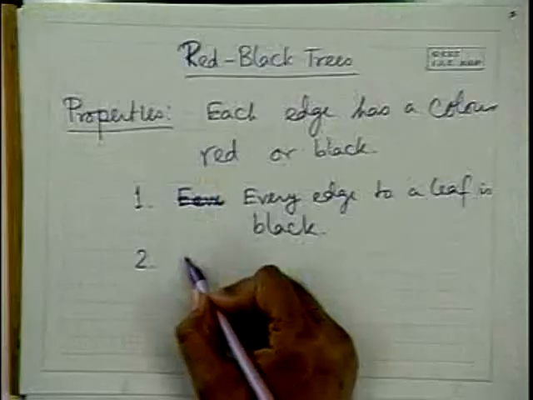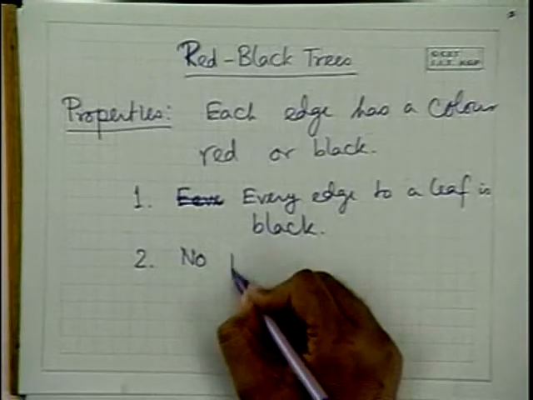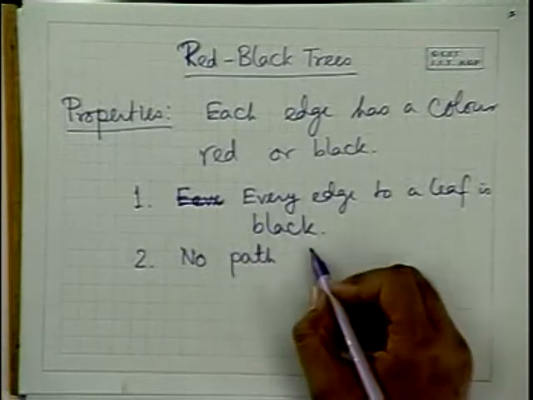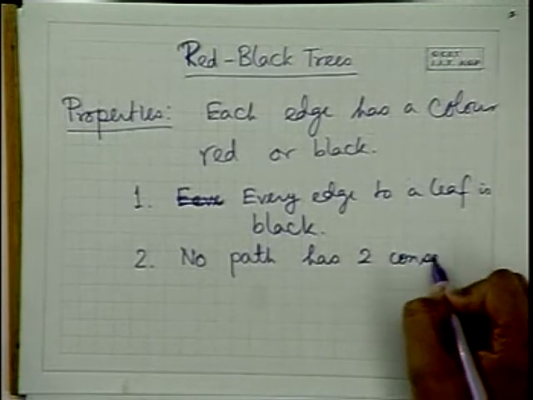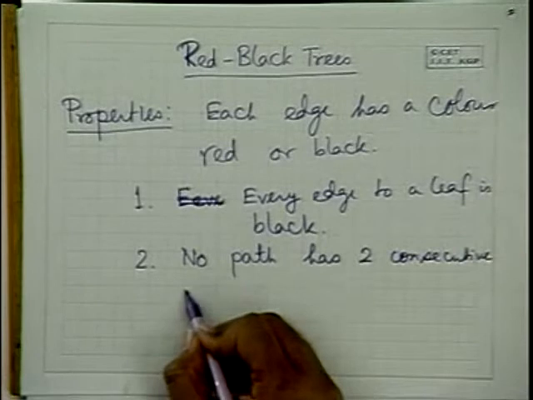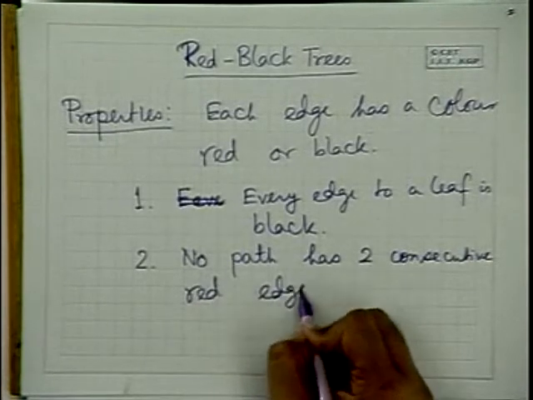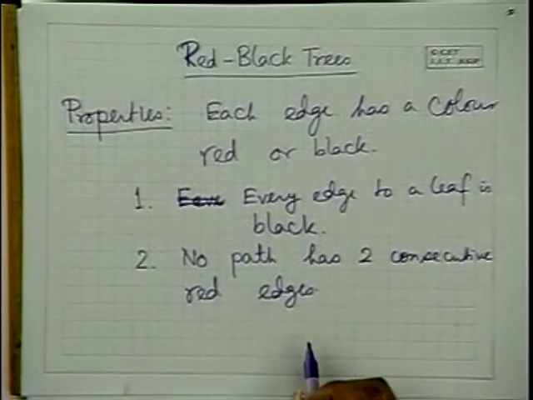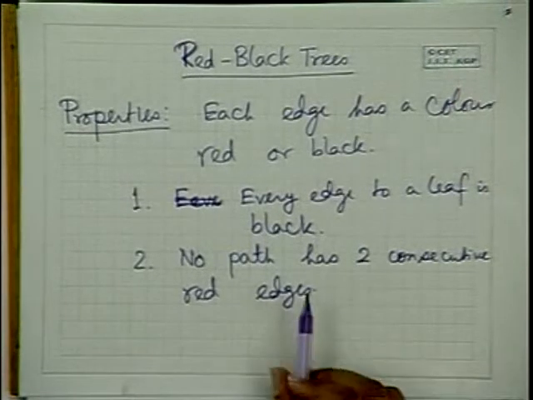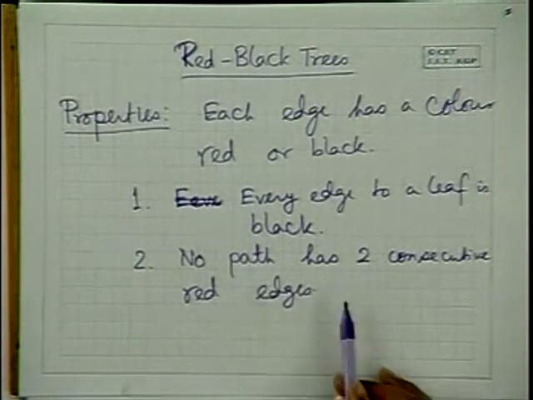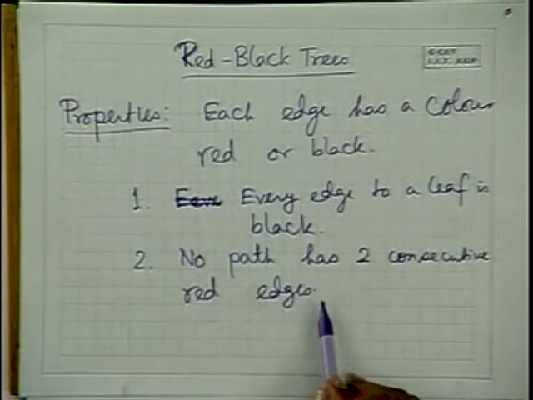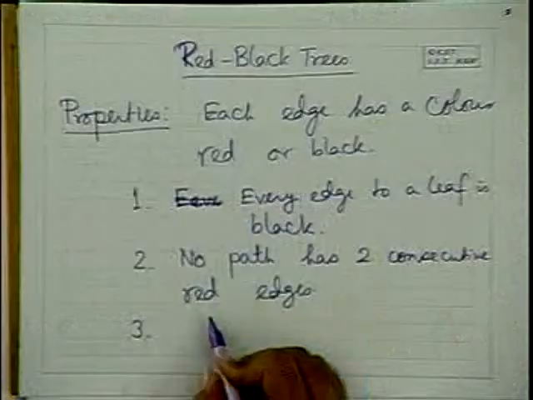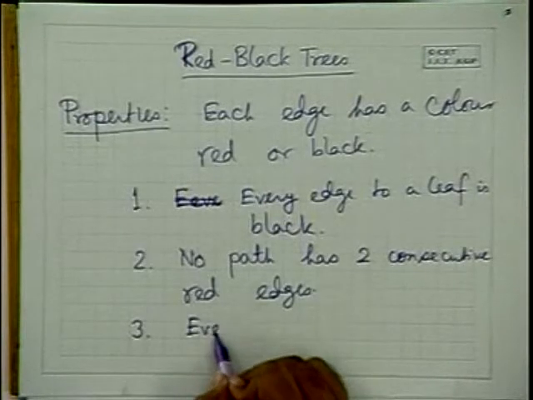The second property says no path has two consecutive red edges. We cannot have that. So, if you take a downward path from the root to any node, or to any leaf, on that path there should not be two consecutive red edges. It's not allowed.